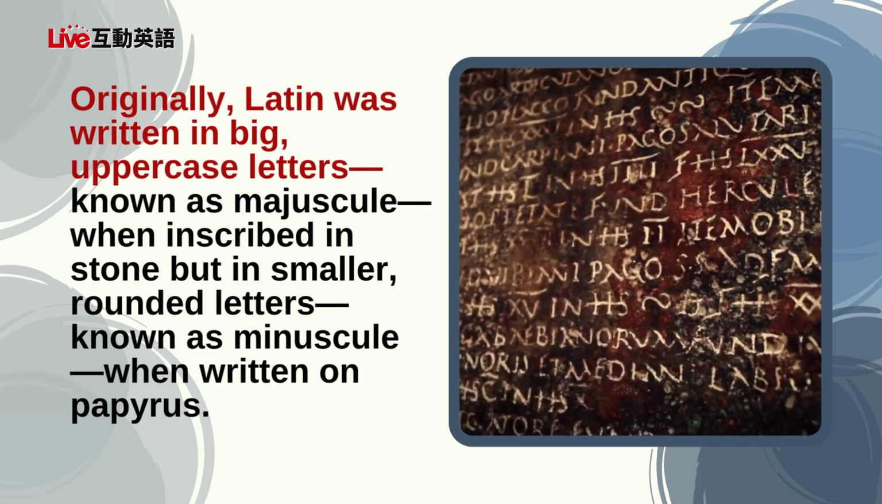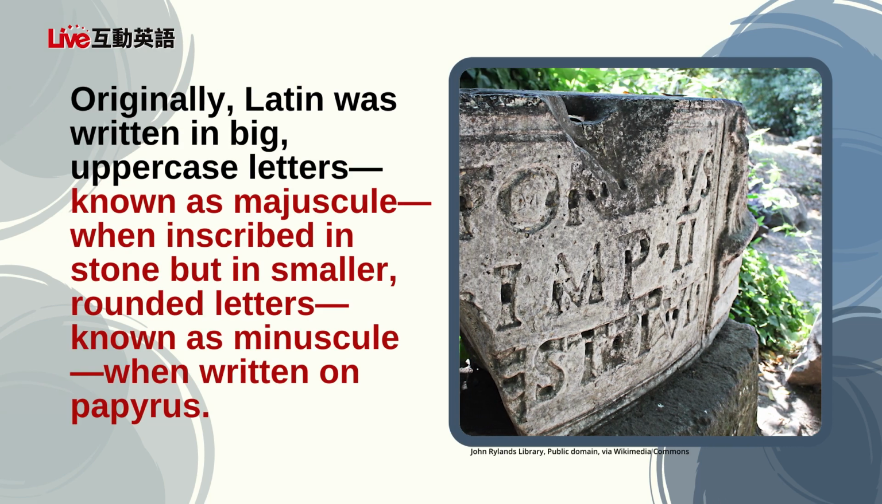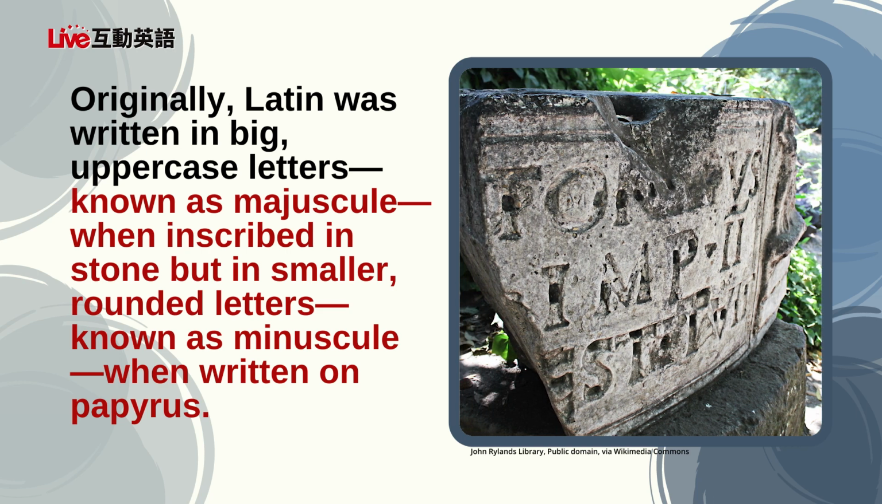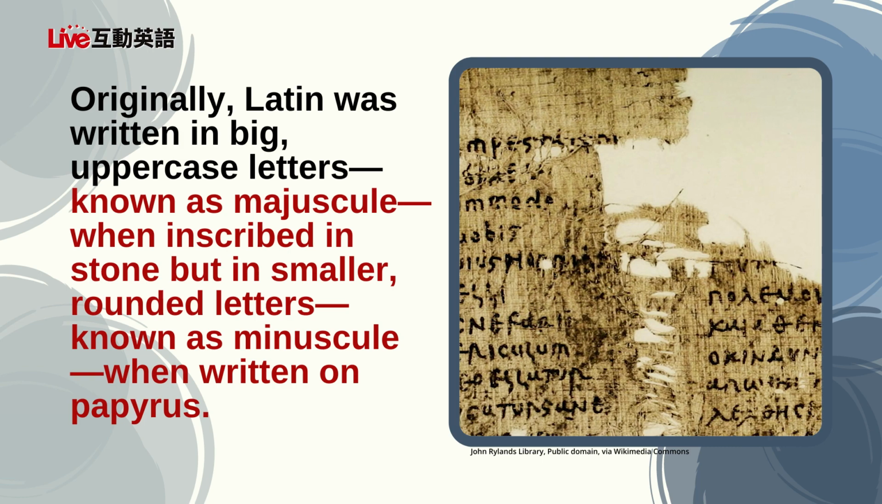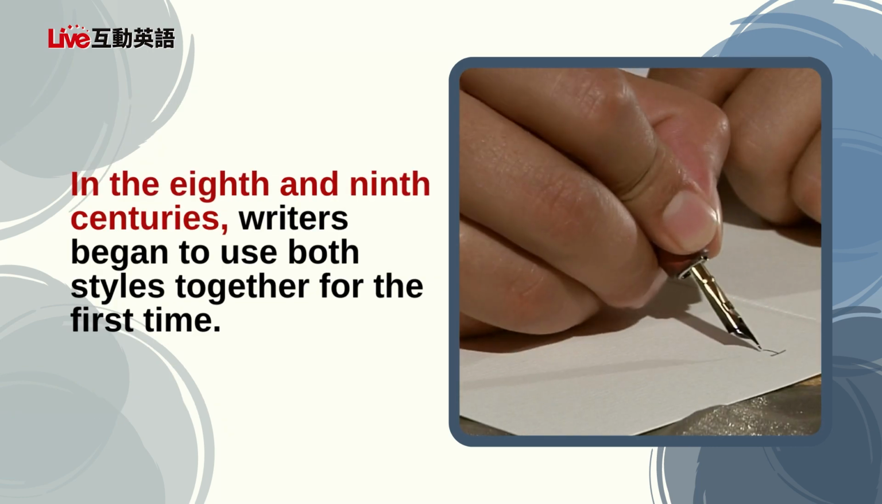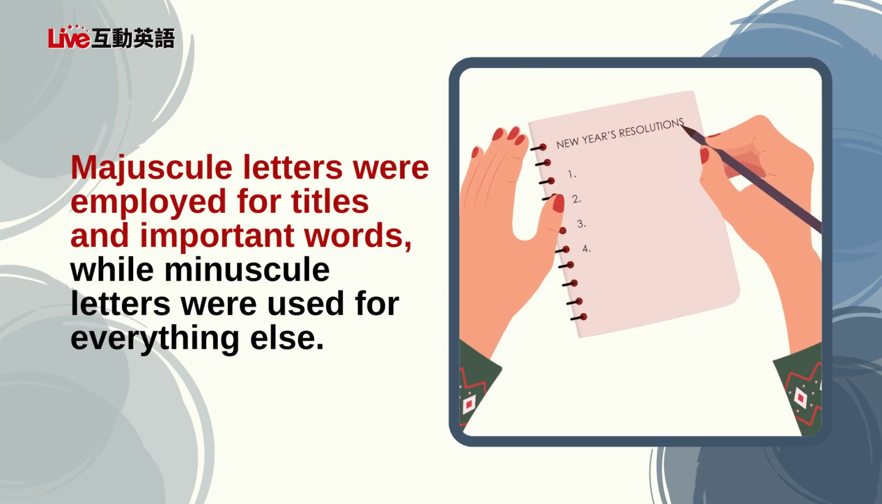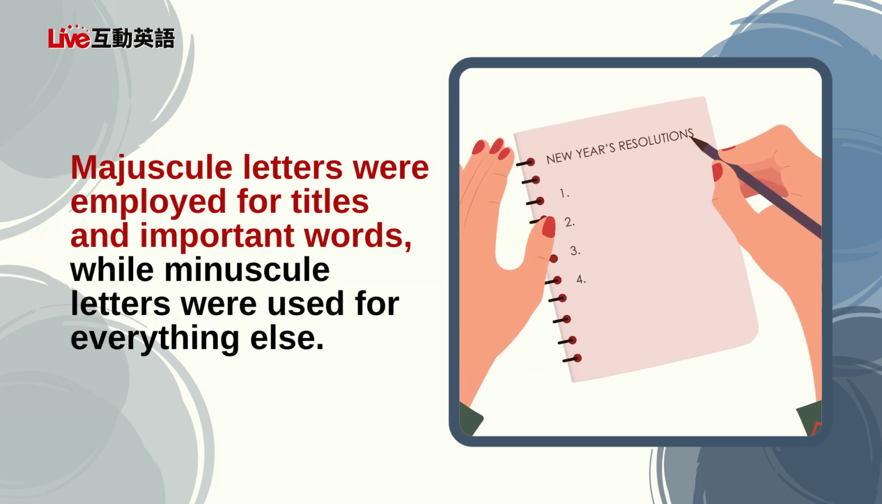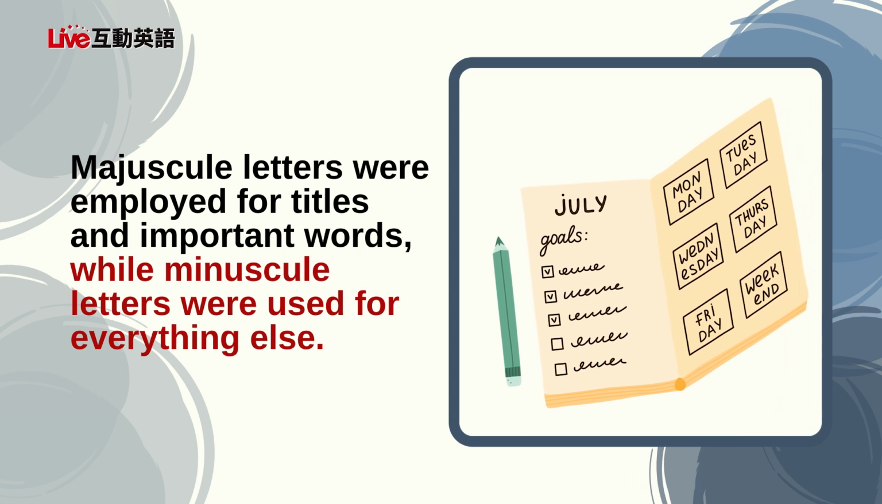Originally, Latin was written in big uppercase letters, known as majuscule, when inscribed in stone, but in smaller rounded letters, known as minuscule, when written on papyrus. In the 8th and 9th centuries, writers began to use both styles together for the first time. Majuscule letters were employed for titles and important words, while minuscule letters were used for everything else.